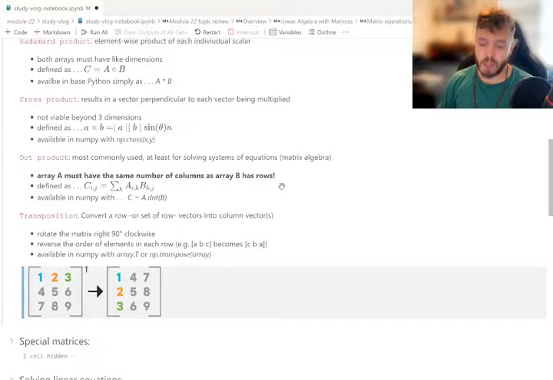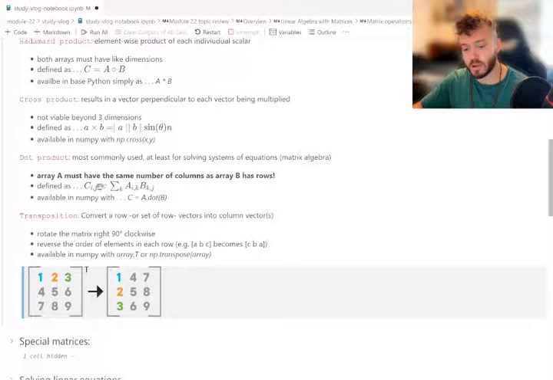And array A must have the same number of columns as array B has rows. Okay, and this is your calculus notation for it. If you don't know this sigma symbol in calculus notation, at least, basically I think of it as representing a for loop. But you can see that A, i, k, and then B, k, j. So you have a k and a k here. That's representing the fact that A has the same amount of columns as B has rows.